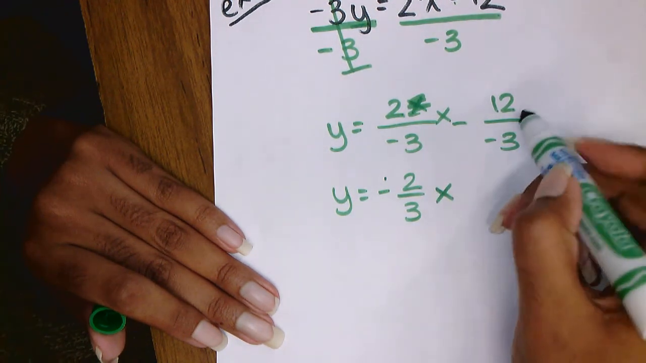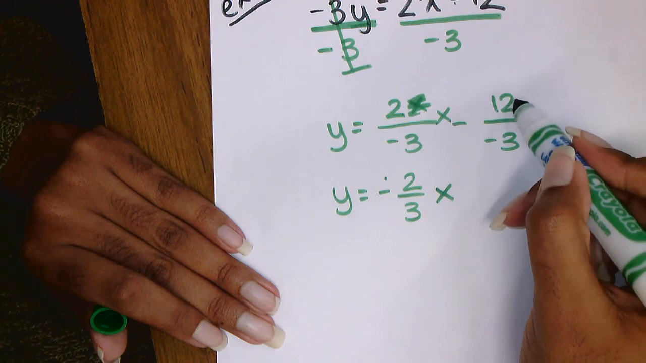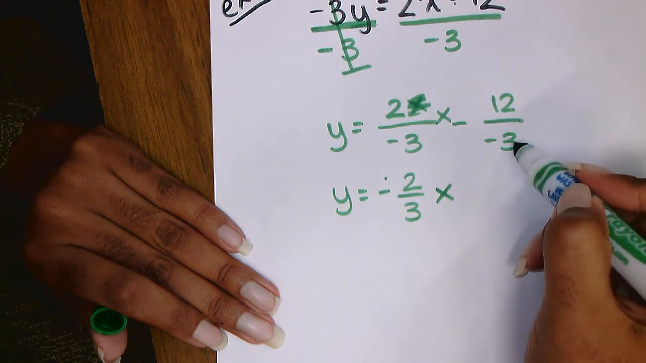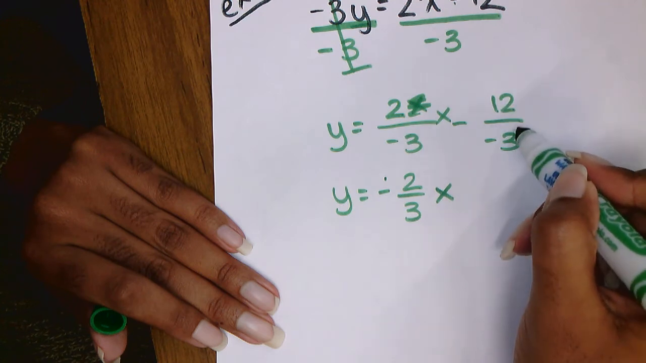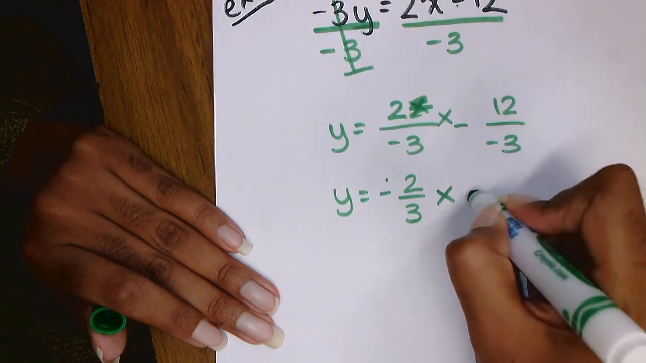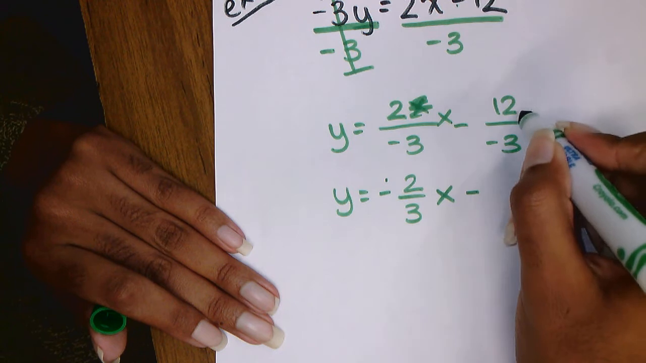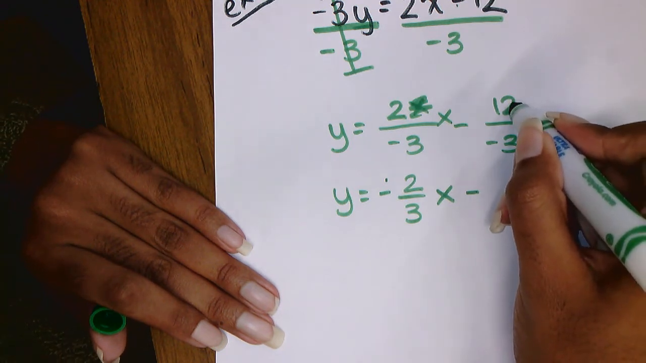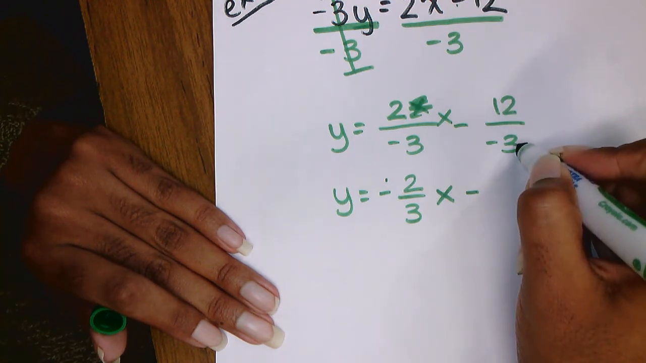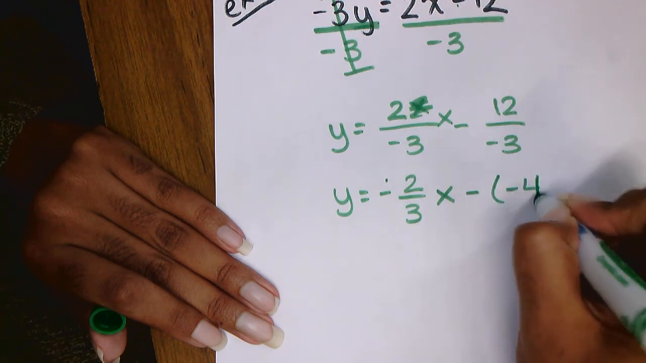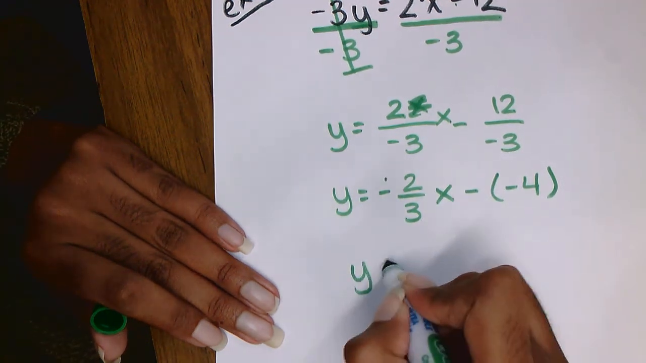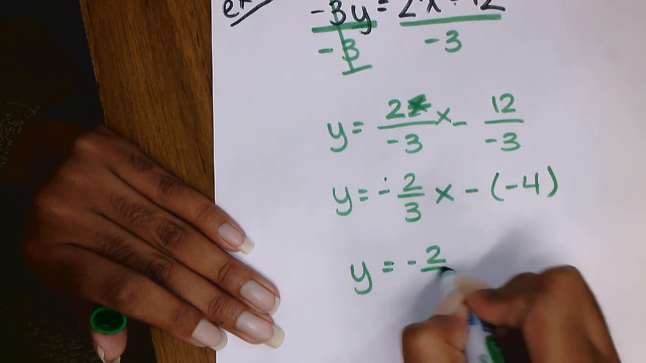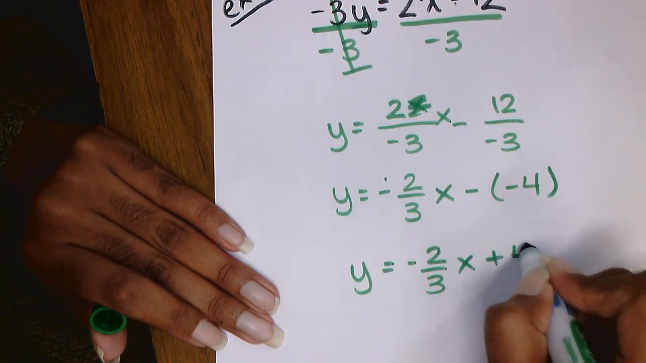Right? So using that concept here, we have a positive 12 over negative 3. That means that this whole fraction is negative. This is negative 12 over 3. So negative 12 thirds, right? But 12 over 3 is 4, so that would make this negative 4. And now we have a double negative here. So I'm going to rewrite that one more time. Negative 2/3 x plus 4.